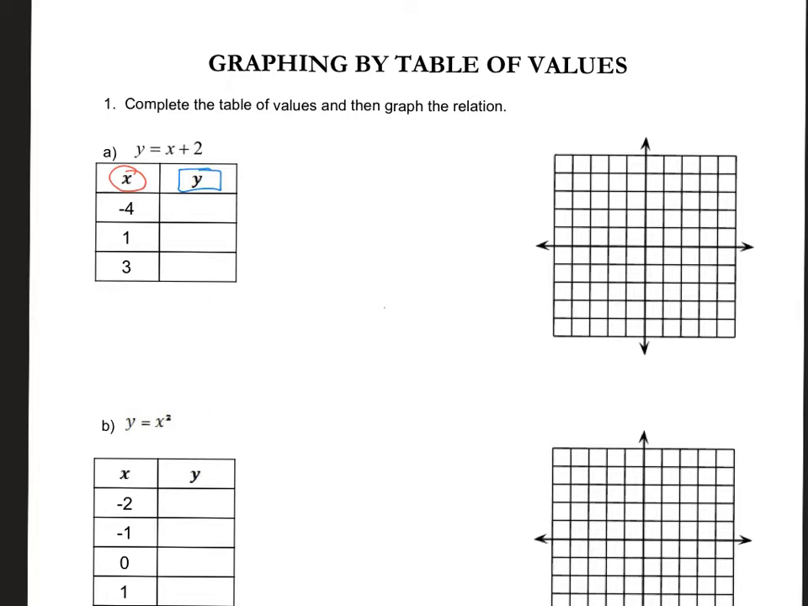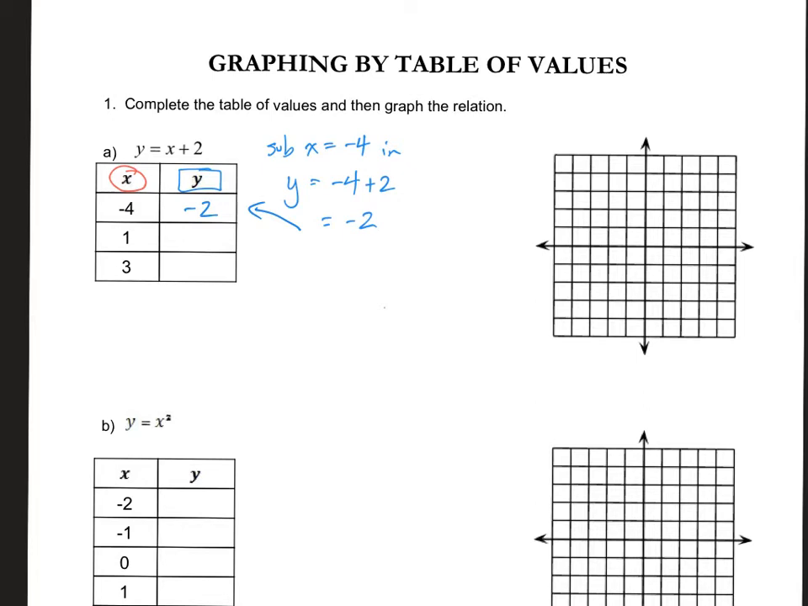So let's start off with the first one. We need to find the matching y value for an x value of -4. What we need to do then is to sub x equals -4 back into our equation. And so I've got y equals -4 plus 2. Now I can simply calculate and come up with a value of -2. That tells me that the y value of -2 is what matches up with an x value of -4.